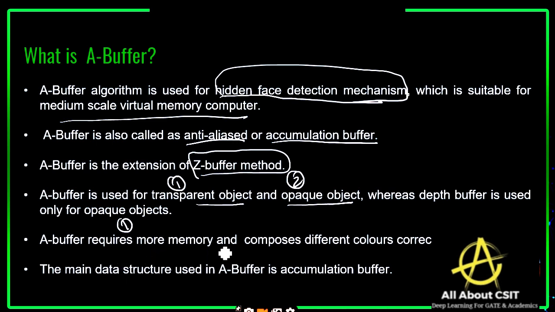The A-buffer requires more memory and composes different colors correctly. The main data structure used in the A-buffer is the accumulation buffer. The accumulation buffer is the main data structure that we are using in the A-buffer concept.